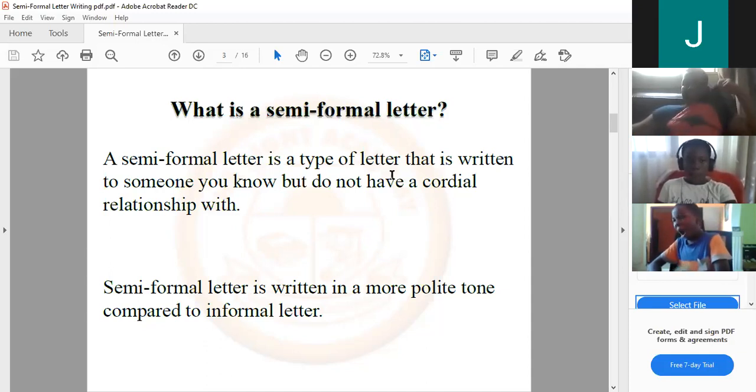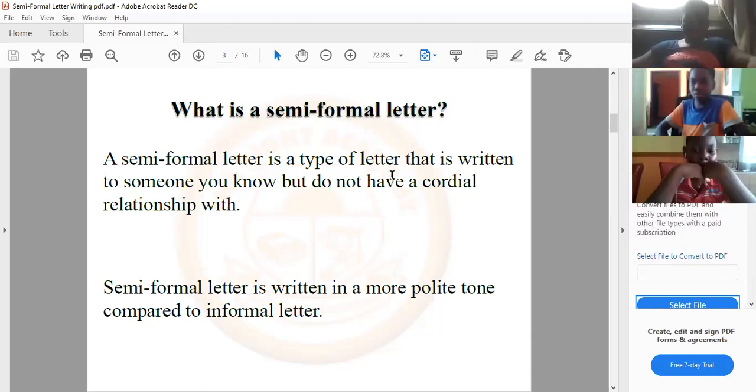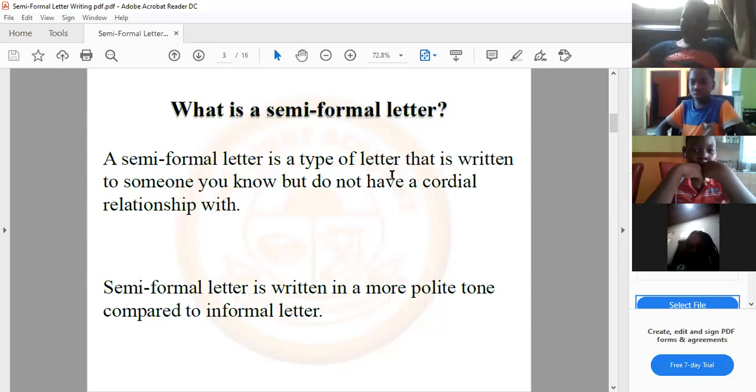So there are certain things that we could say to them, like, hey, how are you? I'm angry with you for not replying to my letter. You see, the person is your friend, so you can say all of these kinds of things. But when you are writing a semi-formal letter, because the person does not have a cordial relationship with you, or because the person is older than you, there are certain things you cannot say. Imagine I ask you to write a letter to your uncle or your auntie. You cannot go and tell your uncle, uncle, I'm angry with you. Or uncle, hey, how are you? You can't say that. You understand?